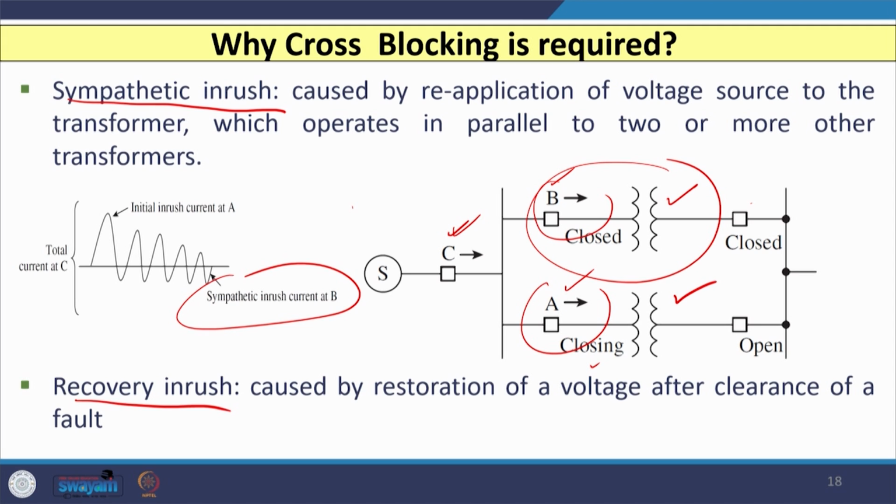Similarly, if any fault occurs near the transformer and if that fault is cleared, then also recovery type of inrush is observed. But keep in mind, in both the cases, the magnitude of sympathetic inrush and recovery inrush current is always lower than the original initial inrush condition.